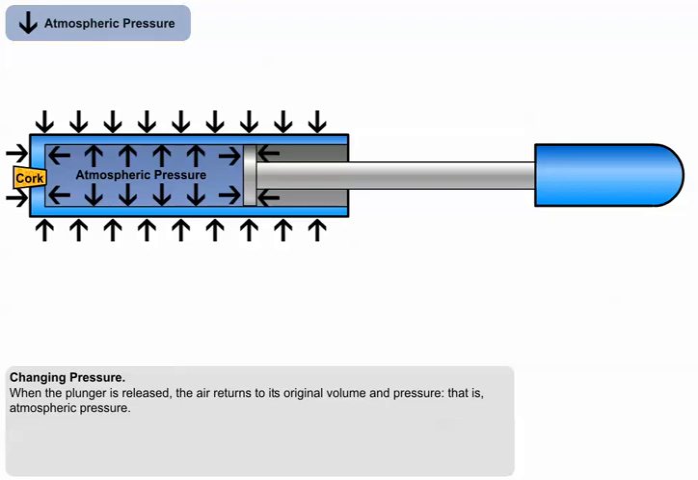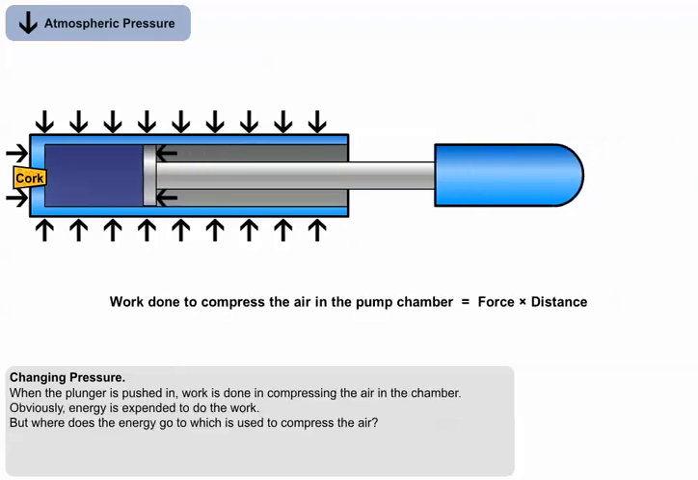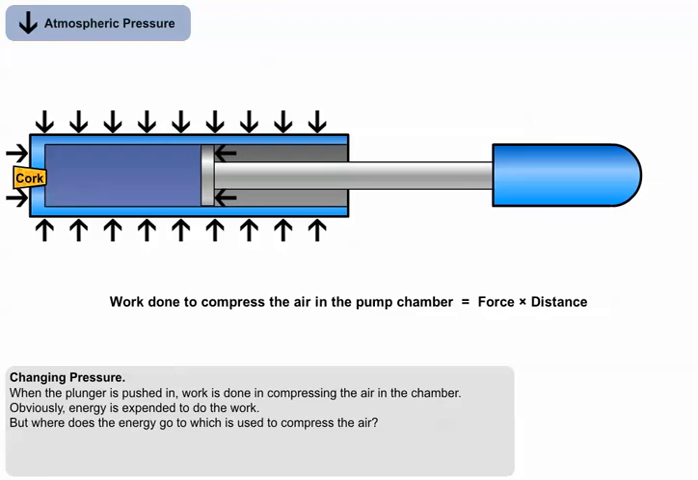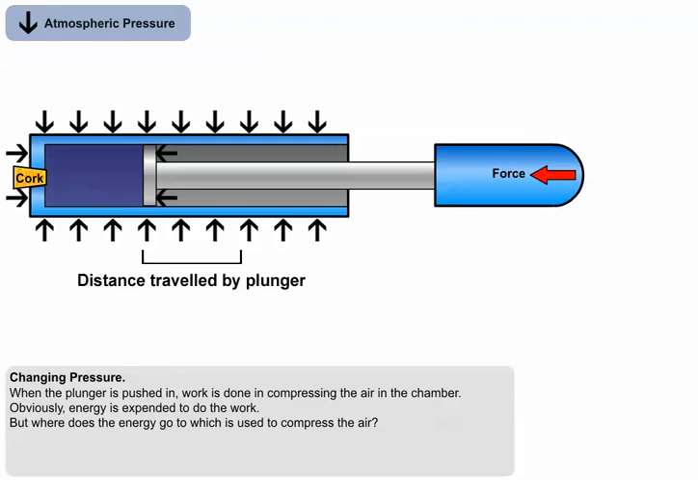that is, atmospheric pressure. Let's look at what's happening a little more closely from the points of view of work and energy. When the plunger is pushed in, we see that a force moves through a distance, so work is done in compressing the air in the pump chamber. Obviously, energy is expended to do that work. But with this pump, unlike the hydraulic machine we were considering earlier, there is no actual work output. So where does the energy go which is used to compress the gas?